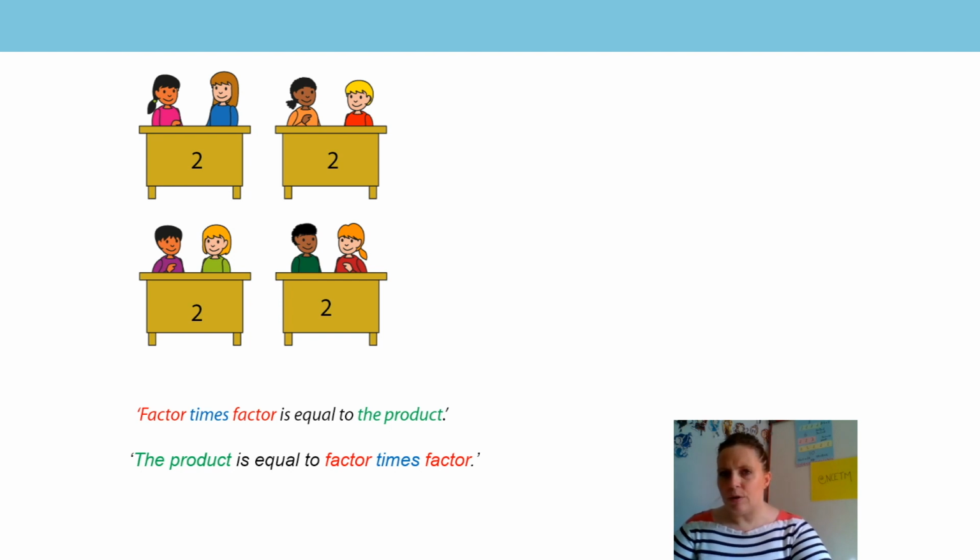How many children are in each group? One, two. One, two. One, two. One, two. Yep, there's two children in each group. How many children are there all together? I hope you're being really efficient and counting in twos.